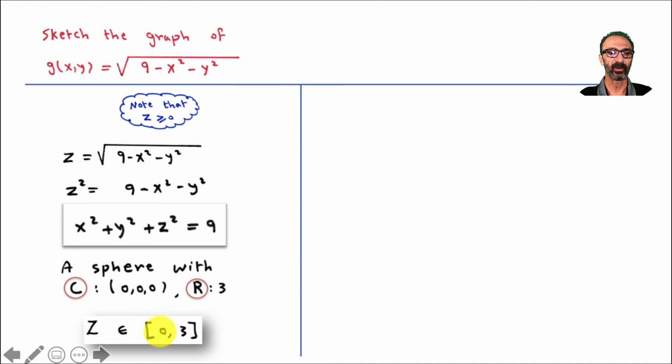And z will go from 0 to 3. Why from 0 to 3? Because we said that this is positive, and we talked about that earlier. So how does the graph look like?